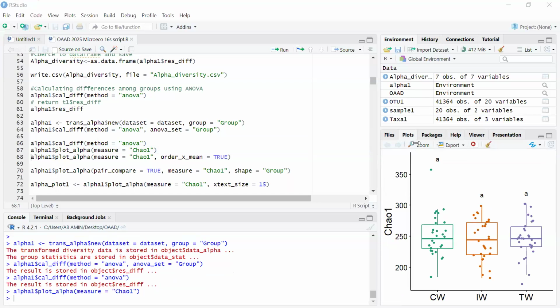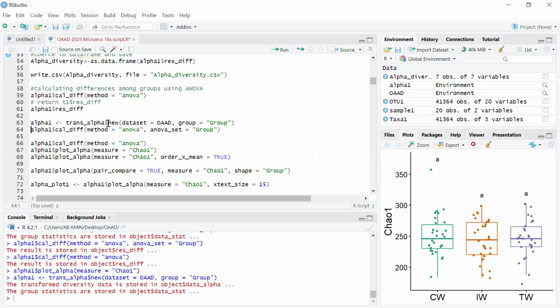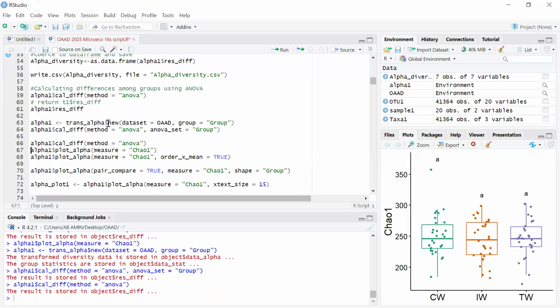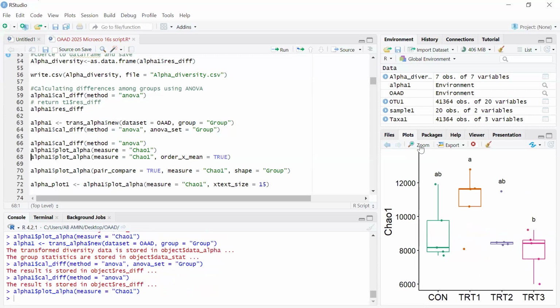So I think there is a little error here in the data set. Sorry, this is not our data set. This is another data set, OAAD. Please, all of us should take note of this data set. It's supposed to be OOAD because it's calculating it for another different one. So this is our group, as we can see.